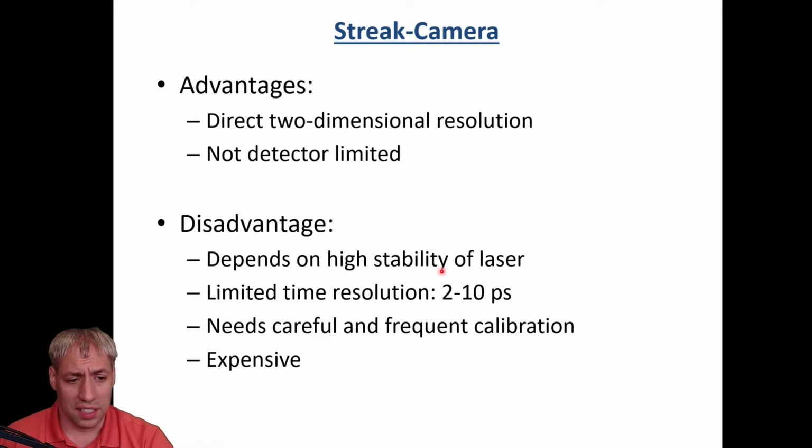Disadvantages: typically you need a high stability laser, and the time resolution is limited. 2 to 10 picoseconds is still really fast. It's not quite as fast as fluorescence upconversion, but it's time limited relative to that. You do need frequent and careful calibrations of both the sweep voltage as well as your spreading out your signal on the detector, and these cameras tend to be expensive. I mean, they're more expensive than, say, a standard PMT detector, and so there's a cost-benefit analysis that has to be done when talking about purchasing or using a streak camera.